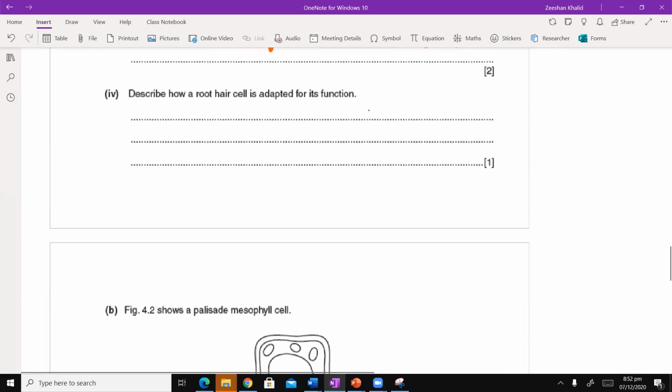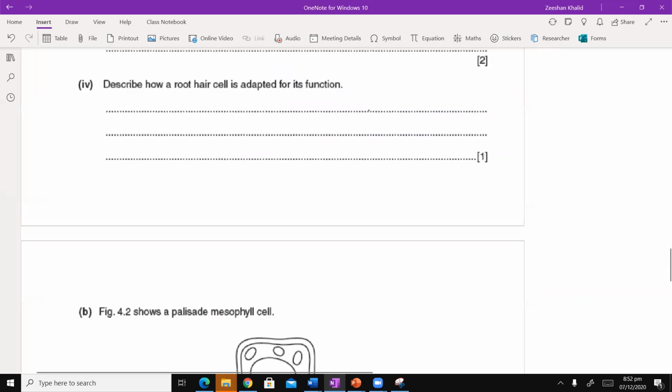All right, the next part says, describe how a root hair cell is adapted for its function. Just 1 mark. So I want you to take a minute and write down the answer that you think you will write for this. Not more than 60 seconds. Write it down on the piece of paper you're taking notes on. Just a 1 mark question. So what do you think you should write?